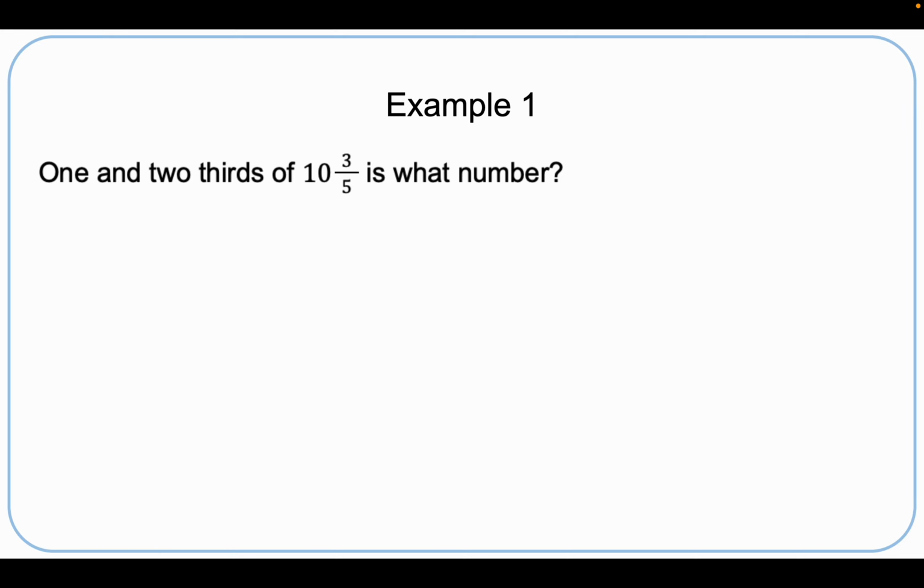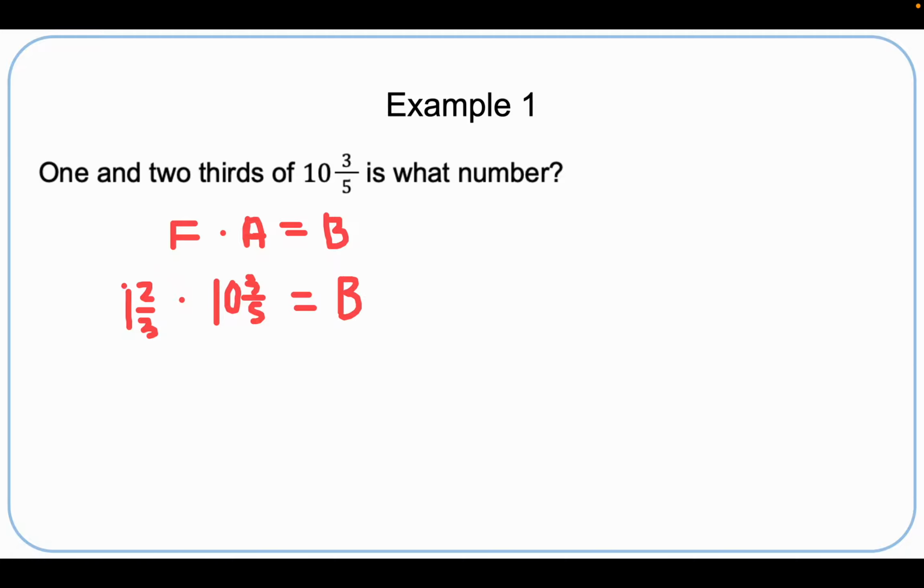So here's an example. 1 2/3 of 10 3/5 is what number? So I'm going to write out our formula, f times A equals B. And then let's just write out what we have here. 1 2/3 of is our times 10 3/5 is what number? That's what we're trying to figure out. So we'll just leave that as B.